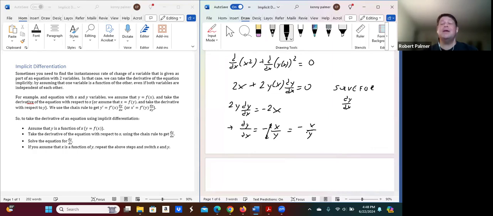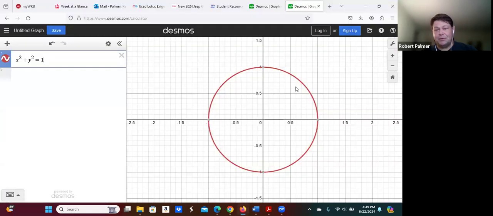So what that does is give me this expression, negative x over y. If I plug in an x and y, it gives me the instantaneous rate of change of this function, this circle, at any point. Any point I pick, it could be here, anywhere I want, it's going to give me the instantaneous rate of change at that point. If I plug in the x and y, it will tell me what the slope of the tangent line is at that point. Let's do one example of that.